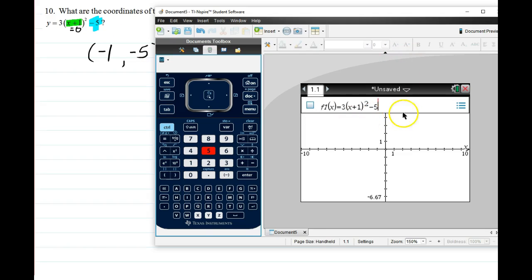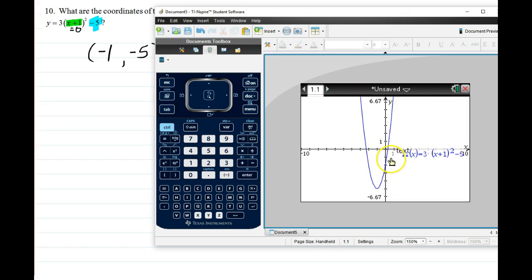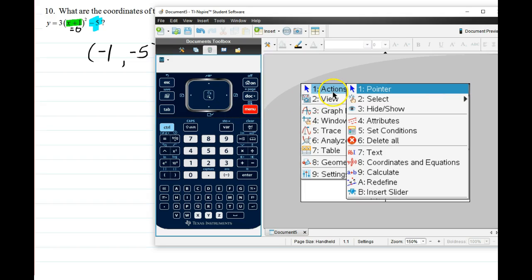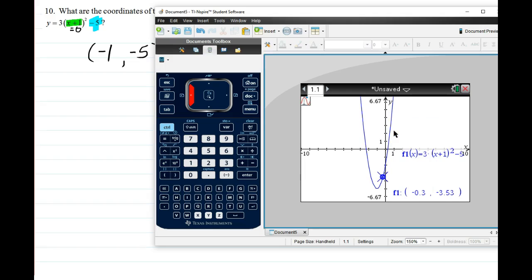Just to make sure I'm right, I plugged it into my calculator. I'm going to graph it. And here I have the graph of it. And you can see over here at -1, -5 is the vertex. You could also go to the menu. If you really wanted to, you could trace the graph. And then it should show you the bottom, -1, -5.